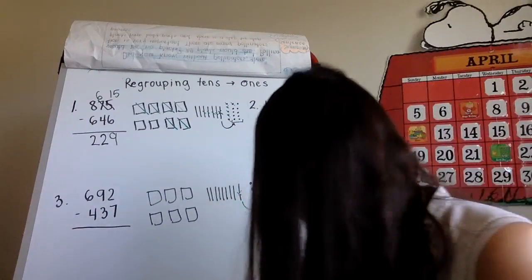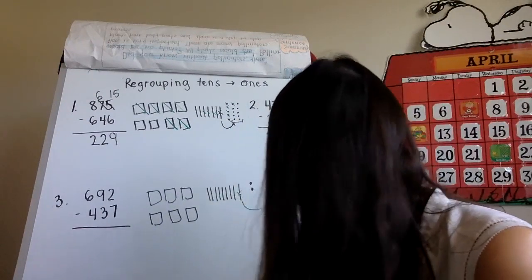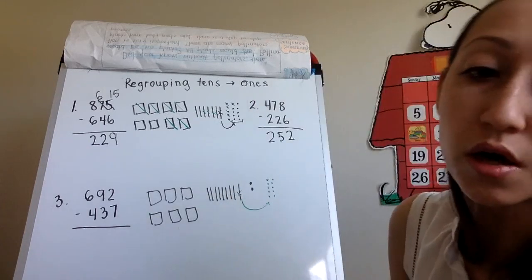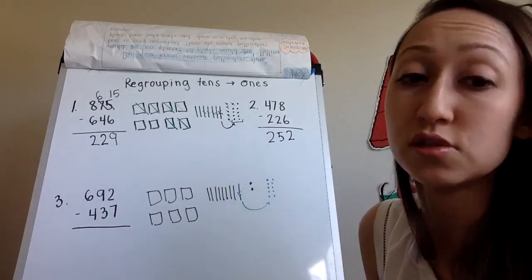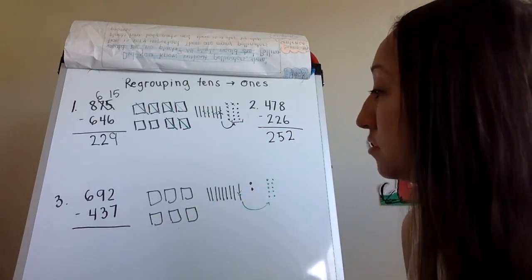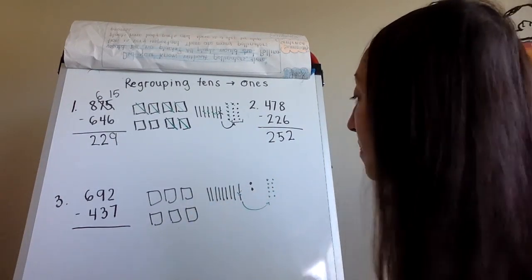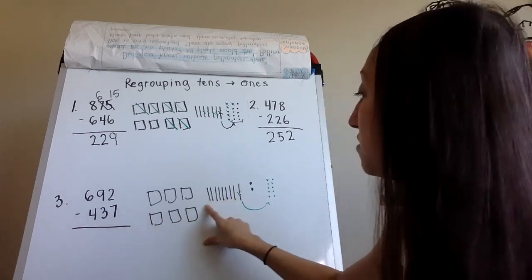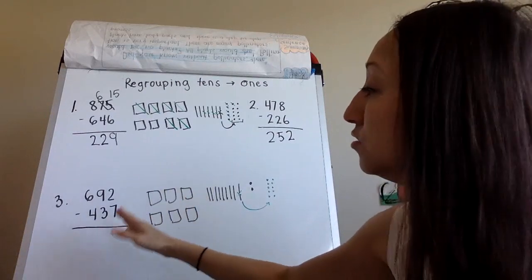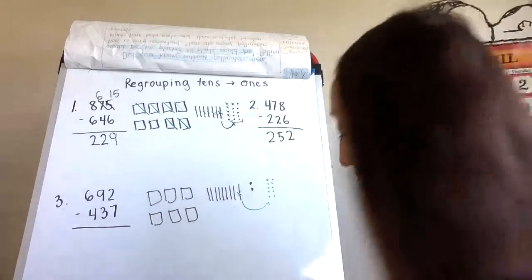Okay, so now I'm going to be subtracting. Well, I used the wrong color, but now I can subtract. I can subtract just fine now. I can take away 7 ones and find the answer. I can take away 3 tens from my 8 tens, find the answer, and I can cross out 400s from 600s and find my answer.